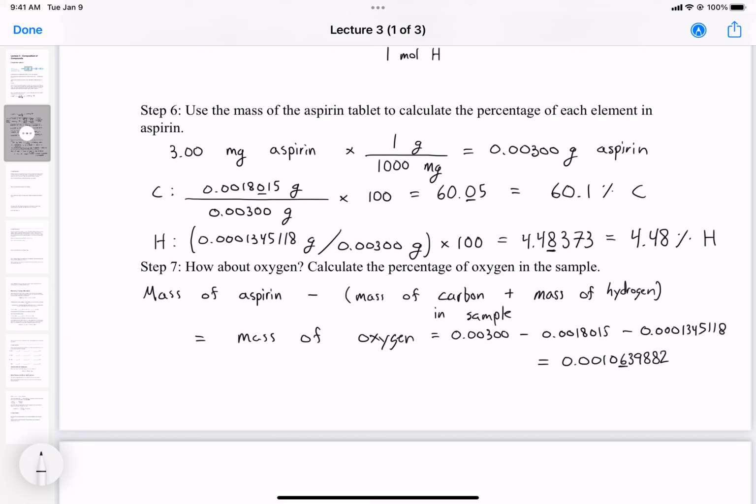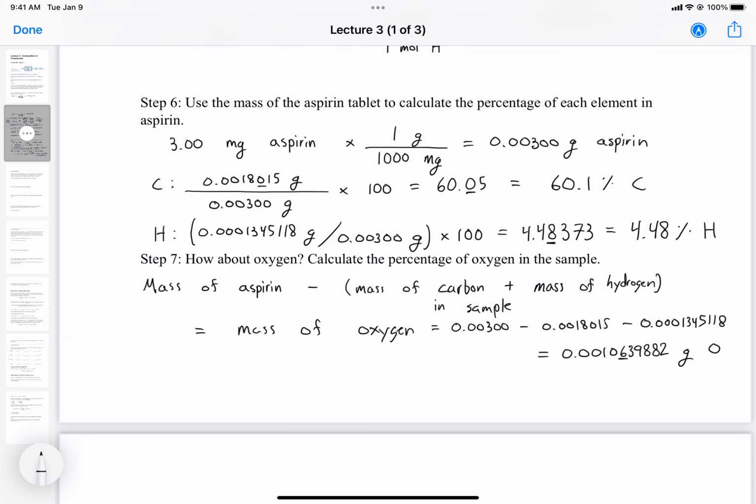Okay, so now this is the mass of oxygen. We're going to use that mass and figure out the percent oxygen. So oxygen equals 0.0010639.882 grams over 0.00300 grams times 100. And let's see what we get.